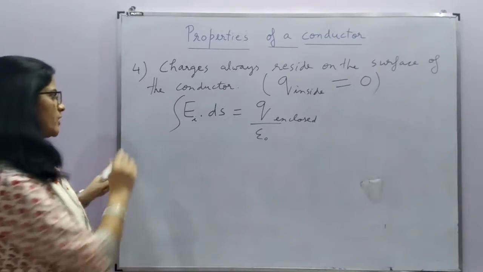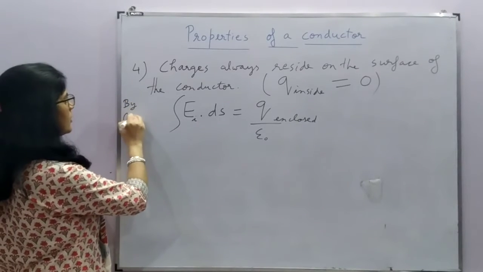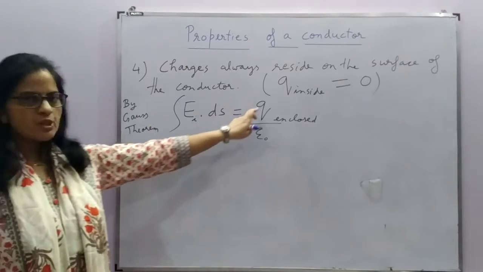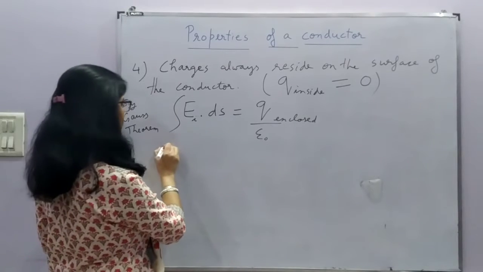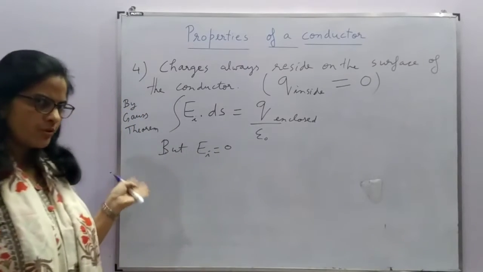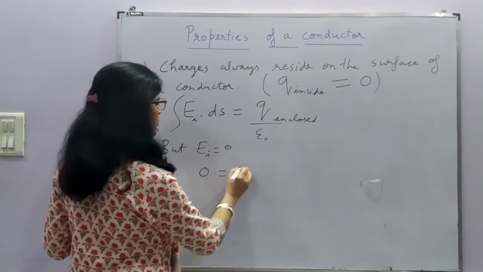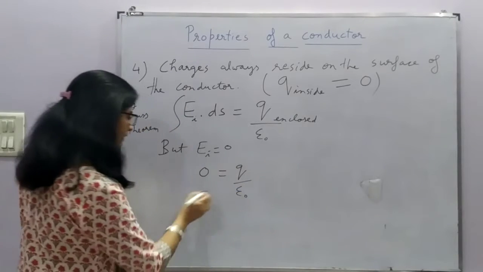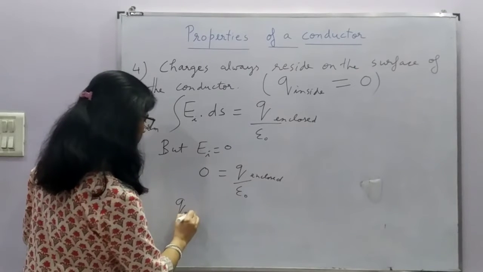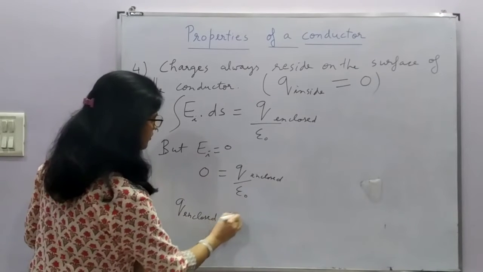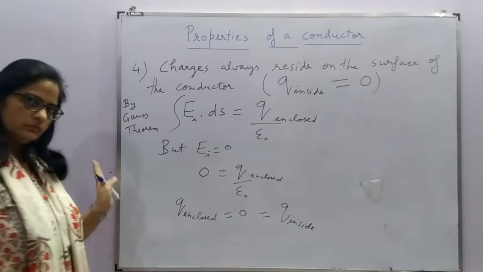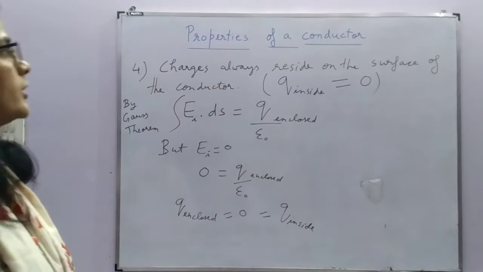This is the flux. Flux according to Gauss theorem. This is by Gauss theorem: the integral of E dot ds is equal to Q upon epsilon naught. We know that inside, the electric field is 0. So the left side is 0. So this makes it Q upon epsilon naught, and that means Q enclosed is 0. That means Q inside is also 0. So this was our fourth property.